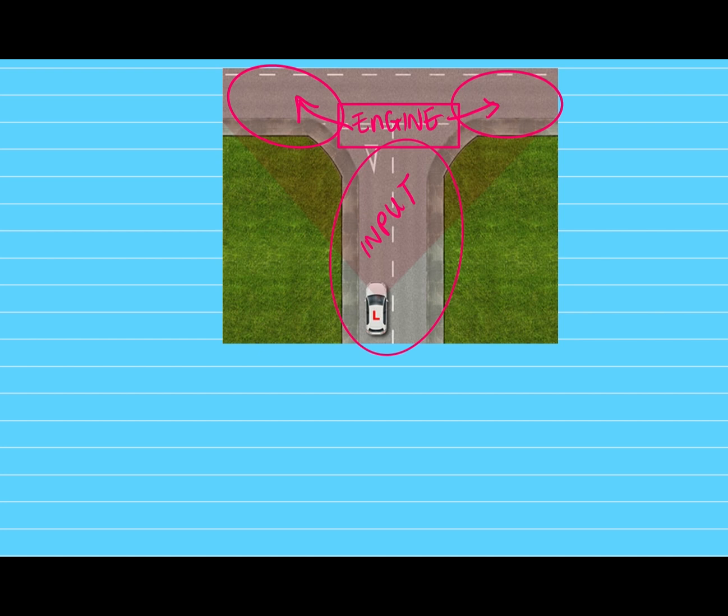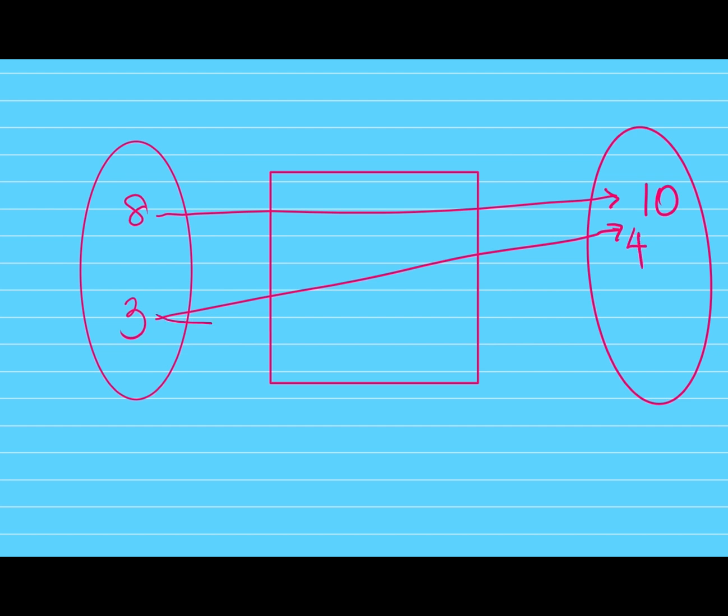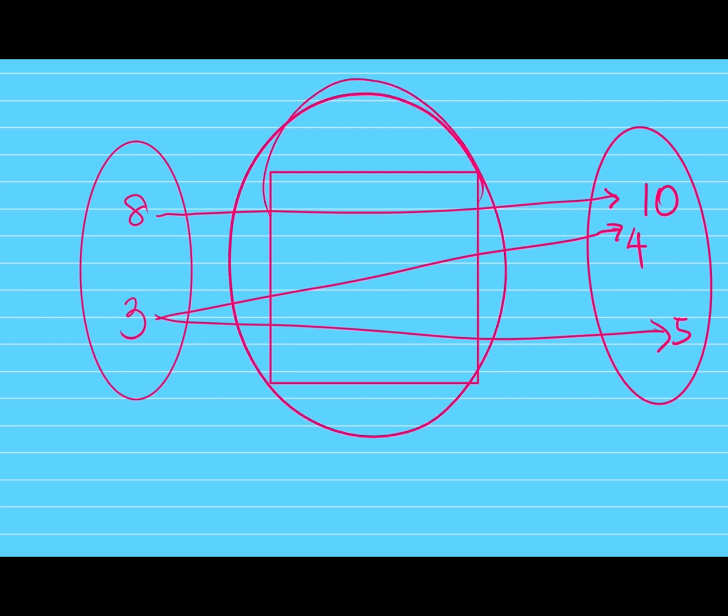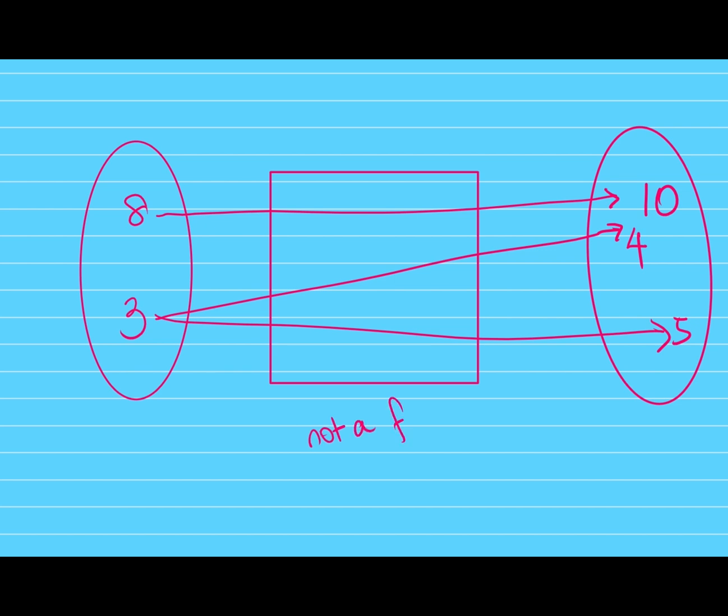Now let's take some examples to show you what I mean. Here, let's say is an input, then you've got the engine, and then the output. Let's say what you have here are 8 and 3. Say 8 goes and gives you 10. But then 3 goes and gives you 4, and the same 3 goes and gives you 5. Whatever is in here, we haven't put anything there, but whatever is there is not a function.